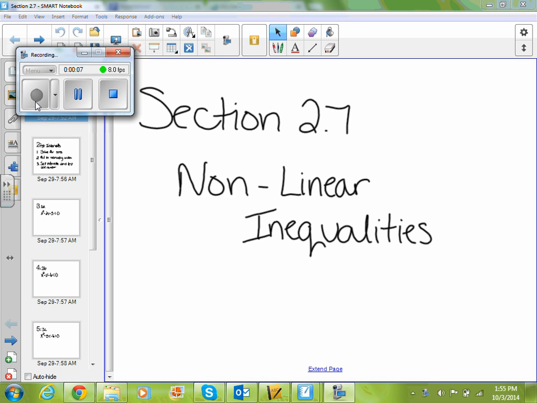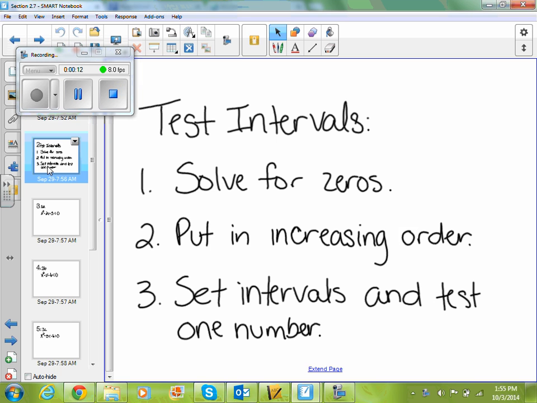Nonlinear inequality, section 2.7. For nonlinear inequalities, since they're not linear, we have to set up test intervals. There are 3 things that we do to set up our test intervals. The first thing we do is solve our function to find our zeros. Usually that involves factoring if we're talking about a quadratic. So we'll factor and find our zeros. The next thing we need to do is put them in order from smallest to biggest. And then we group them so that we can test one number inside the interval.